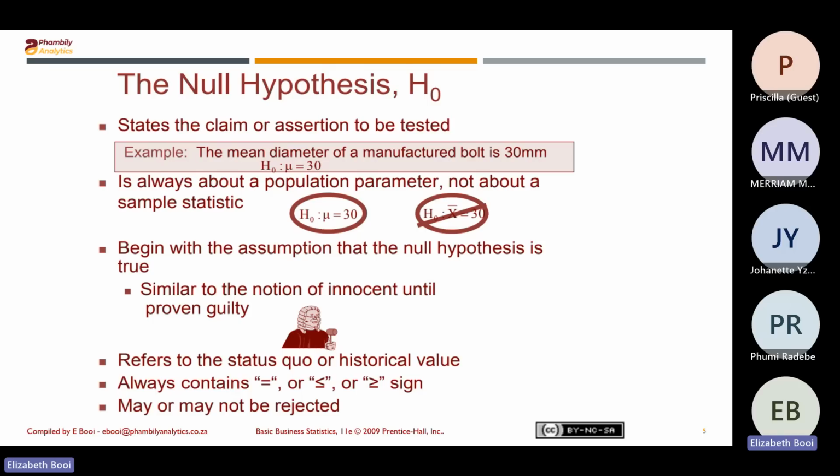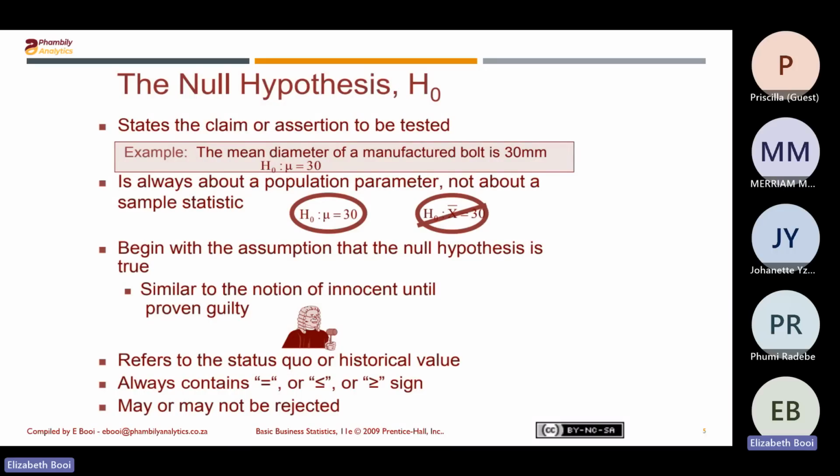Always, your null hypothesis has an equal sign. This is another thing that you need to always remember. Sometimes they might use the less than or equal or greater than or equal. But most of the times, because your null hypothesis always has an equal sign, they will use an equal sign. Regardless of whether the researcher wants to prove that it's greater than or equal or less than or equal, they might still use an equal sign in your null hypothesis statement.